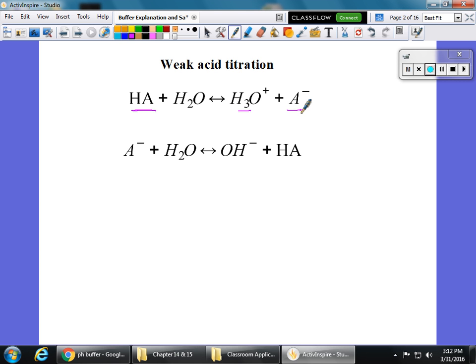Whenever we have a buffered solution, or a solution where we're doing this titration, we wind up with some amount of the weak acid and some amount of its conjugate base. Remember, the conjugate base can also interact with water. It does its own hydrolysis, producing hydroxide and turning back into our acid in water. This is the equilibrium that really causes this titration curve and the buffering capacity of a solution.